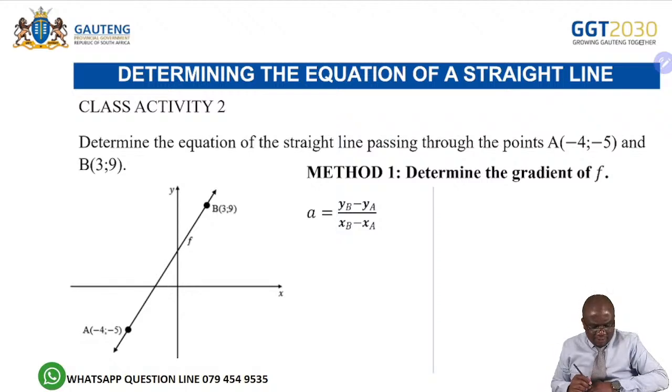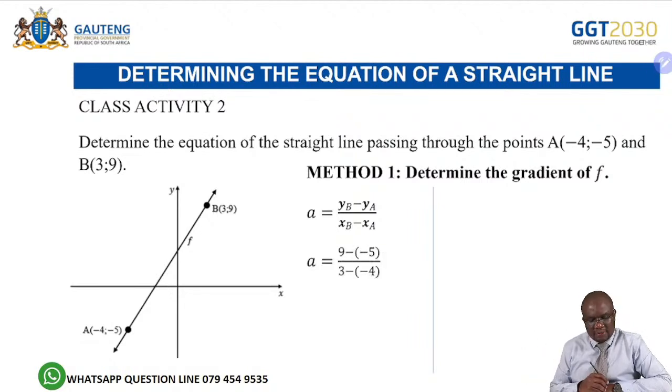Right, I hope you managed to find your gradient. Let's see. What did you substitute? The y coordinate of B is 3. The y coordinate of A is negative 5. So it's 3 minus negative 5. It's going to be 3 plus 5, isn't it? Negative minus negative becomes positive. And then the x coordinate of B is 9. The x coordinate of A is negative 4. So it's going to be 9 minus negative 4.